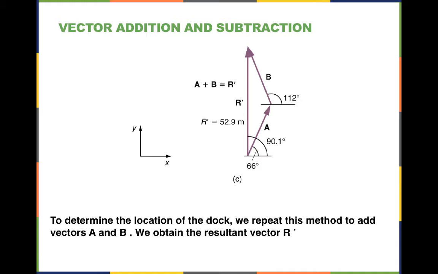If you wanted to determine the location of the dock, instead of using a negative B, you'd use a positive B, which is what is shown here. So you start with A and then add positive B to A, and then the resultant would be A plus B, and it's 52.9 meters, and it's 90.1 degrees north of east, or almost exactly due north.